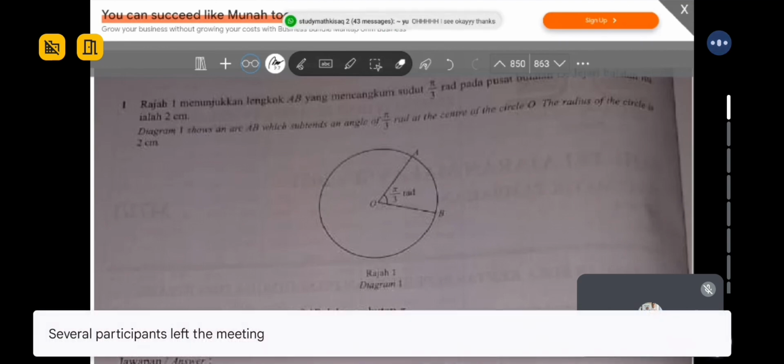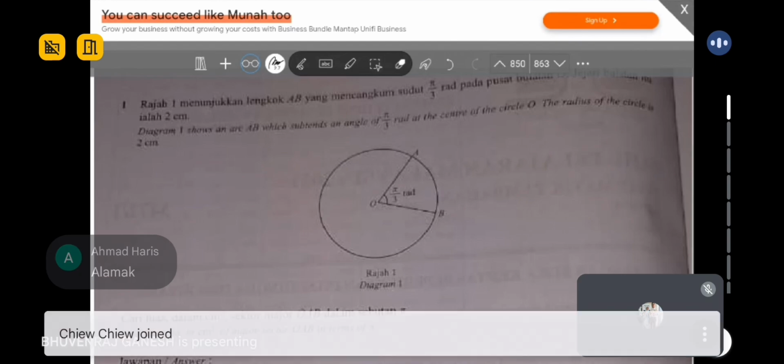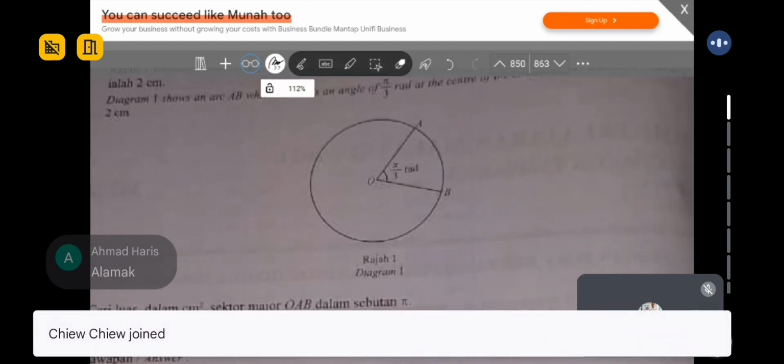Okay, since Ahmad adalah yang pertama, so Ahmad mulalah. Okay, Ahmad, boleh type, boleh? Kalau boleh jawab soalan saya. Okay, so soalan pertama.